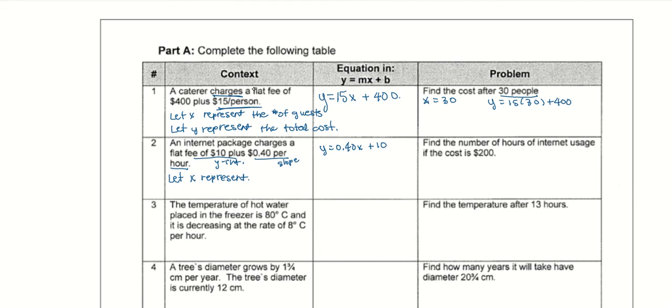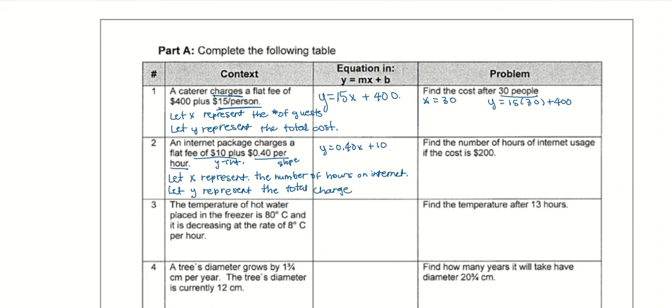Okay, and we have to use our let statements, so let x represent. In this case, 40 cents gets charged per hour. So x is going to be that per hour, that hour. So we're going to say let x represent the number of hours on the internet. And y is going to be the cost of the package, because that's going to be the total of the rate plus the fee. So we'll just say the total charge.